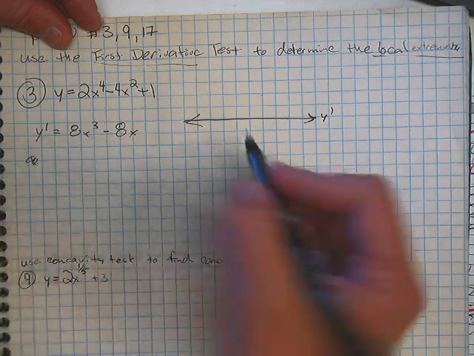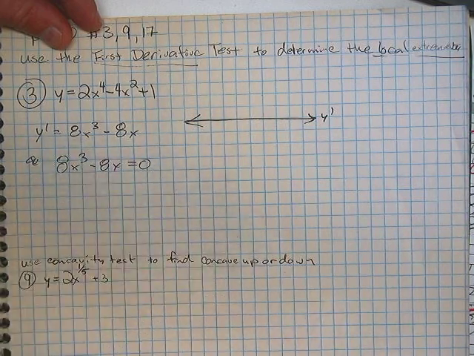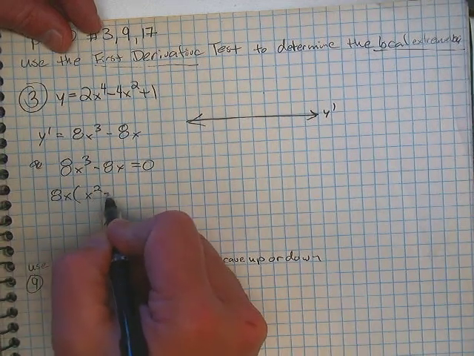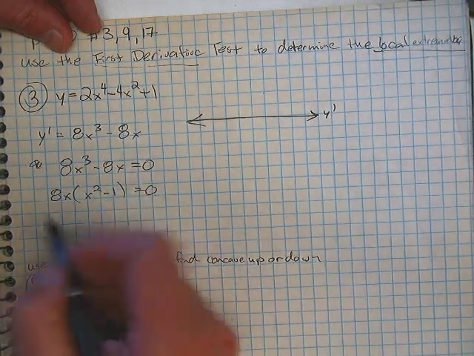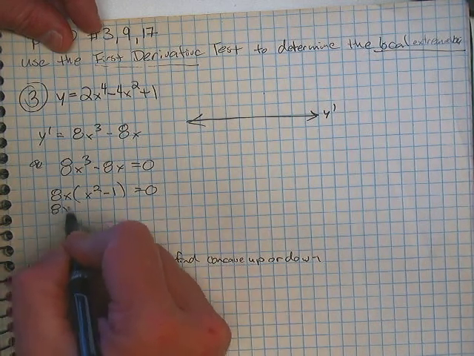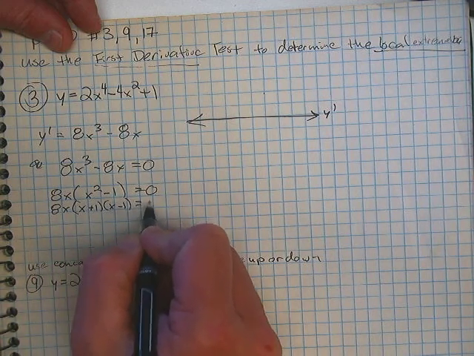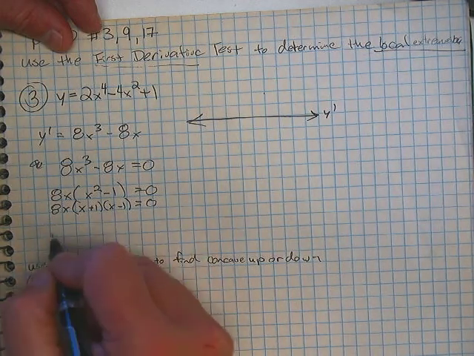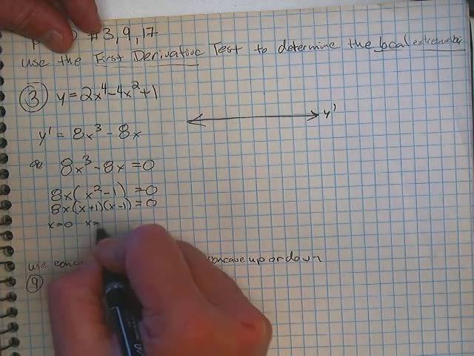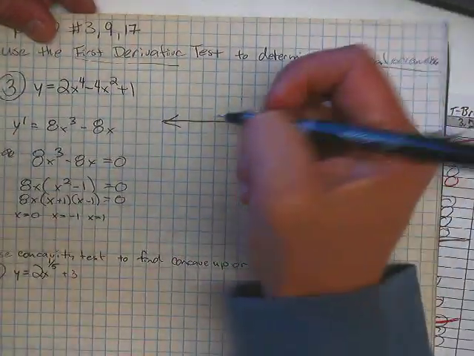We're going to make the derivative equal to 0 to get our critical points. 8x cubed minus 8x equals 0. So right away I can factor out an 8x, and this gives me x squared minus 1. So our 8x is just an 8x, and x squared minus 1 gives us x plus 1 times x minus 1. Then we make each one of these things equal to 0. So this one gives us a 0 at x equals 0. This gives us a 0 at x equals negative 1. And this one gives us a 0 at x equals 1.